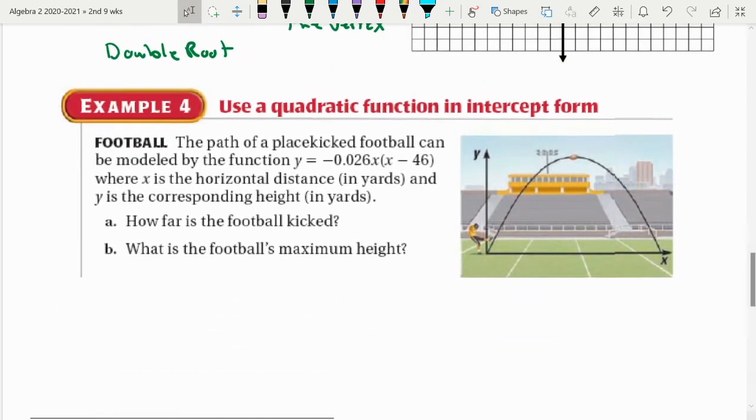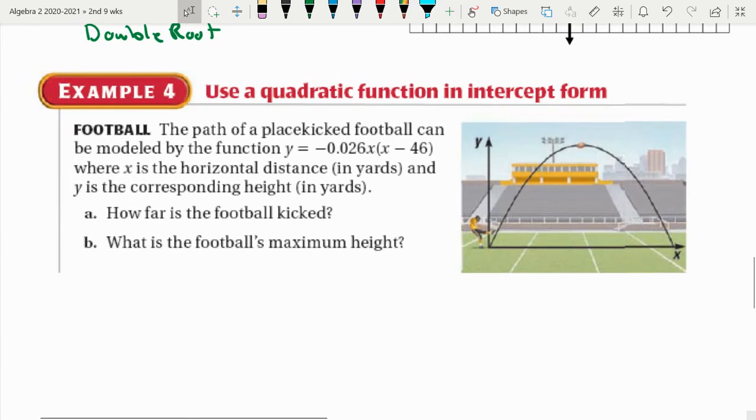Common sense helps a lot with this. So here we got a football, right? So the path of a place kick football can be modeled by the function right here. So this is important. We're going to use this. Okay, where did they get this function? It's basically physics. Where x is the horizontal distance in yards and y is the corresponding height in yards. Okay, so A, how far is the football kicked? All right, so if you look at your picture, that's 0, and then where it lands, that is the yards.